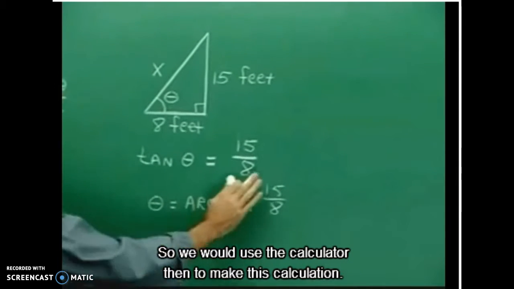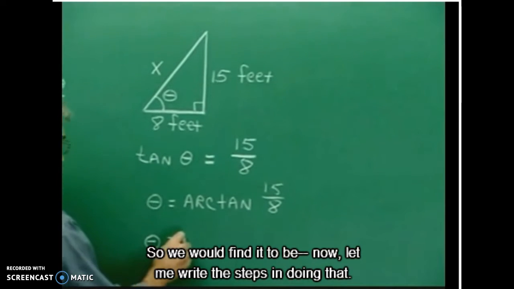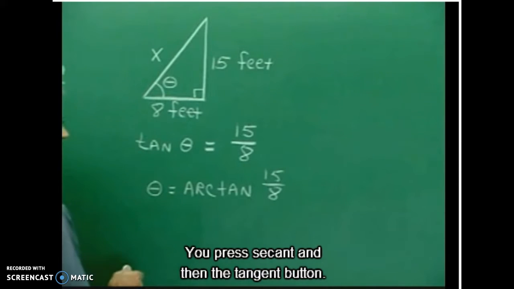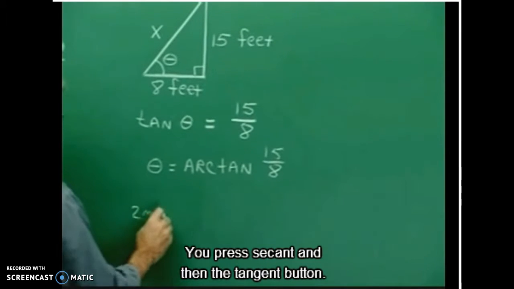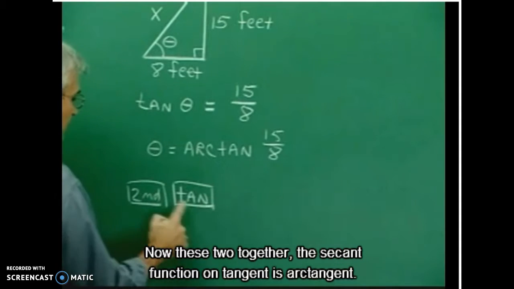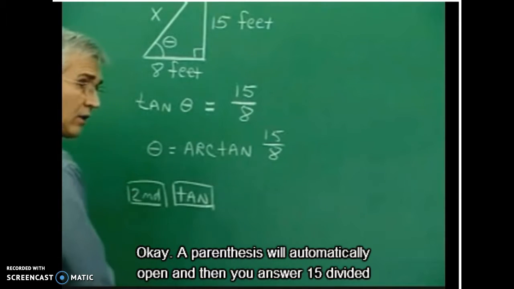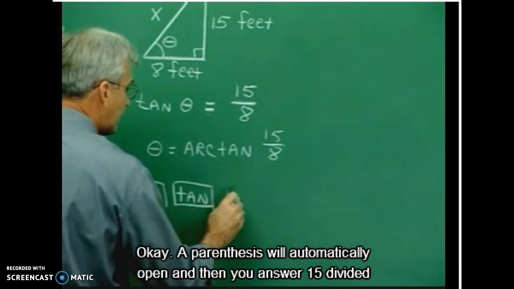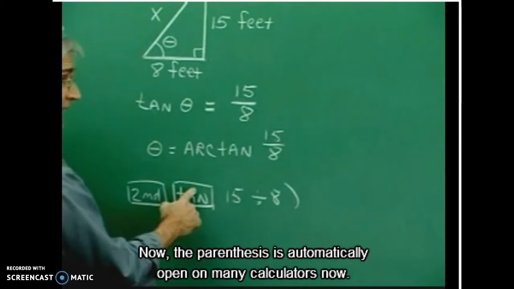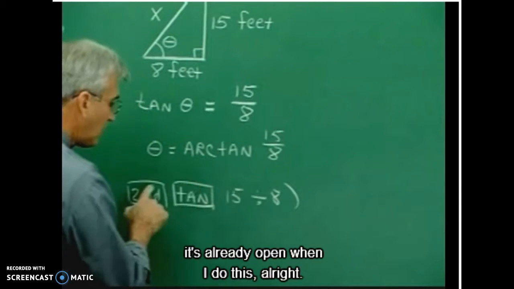So we would use the calculator then to make this calculation. Let me write the steps in doing that. Here's what you do. You press second and then the tangent button. These two together, the second function on tangent, is arctangent. A parenthesis will automatically open, and then you enter 15 divided by 8, close the parenthesis. The parenthesis is automatically opened on many calculators now, so I'm not opening a separate parenthesis here. It's already opened when I do this.